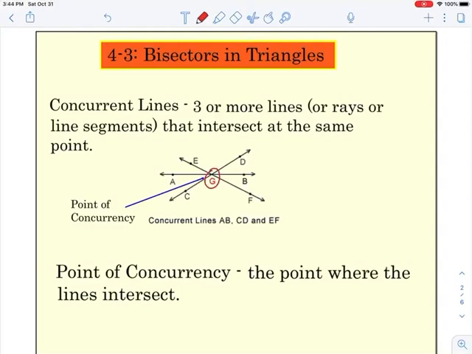Intersect right here at this point, which is point G. And when you have the three lines that intersect there, again, they're concurrent, but point G is going to be the point of concurrency. That's where they meet. So the point of concurrency is the point where all the lines intersect. Again, concurrent lines can be more than three, but in triangles, everything that we do is going to be based on three. Why? Because a triangle has three sides.